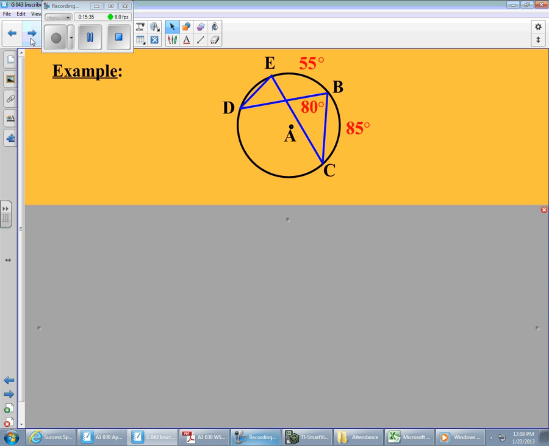All right, enough of the theorems and the rules and all that kind of stuff. Let's take a look at an example and see if we can figure out some questions that are going to follow. Okay, so we've got a circle here and we've got a bunch of questions that are going to follow.